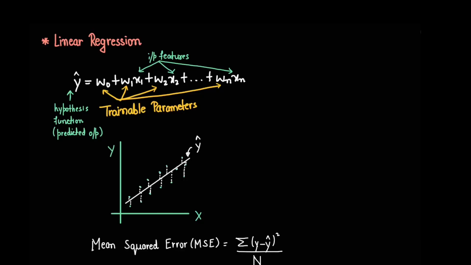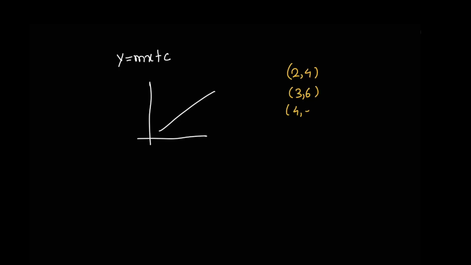Now let's take a very simple example with one input variable and one output variable. This will just be a straight line equation, y is equal to mx plus c, where m is the slope and c is the intercept. You can vary the values of m and c, and this line will change in this plane. These m and c will be derived in the process of training by feeding it multiple outputs. Suppose we have 2, 4, 3, 6, 4, 8, 5, 10, and so on.